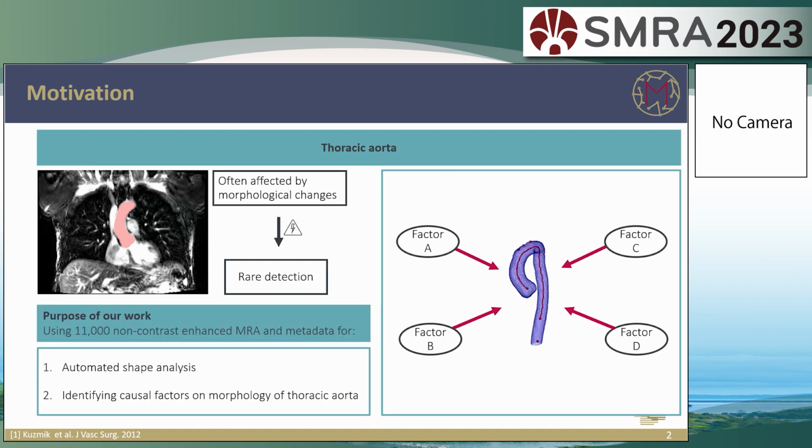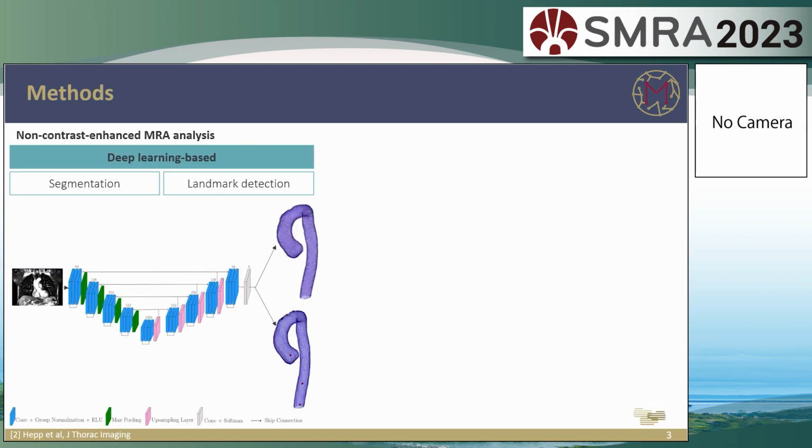And with our work, we try to fill those gaps, so we use a large amount of non-contrast enhanced MRA images to train a deep learning model and perform an automated shape analysis of the thoracic aorta, and then we take those results in the second step and perform causal analysis to find out what actually leads to changes in the thoracic aorta.